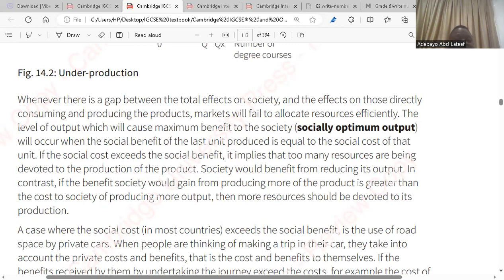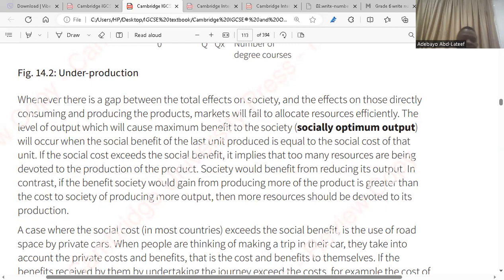So if the social cost exceeds the social benefit, it implies that too many resources are being devoted to the production of the product. Society will benefit from reducing its output. In contrast, if the benefit society would gain from producing more of the product is greater than the cost to society of producing more output, then more resources would be devoted to its production.